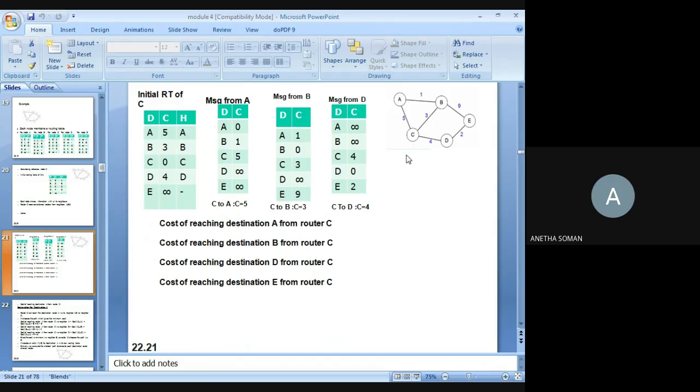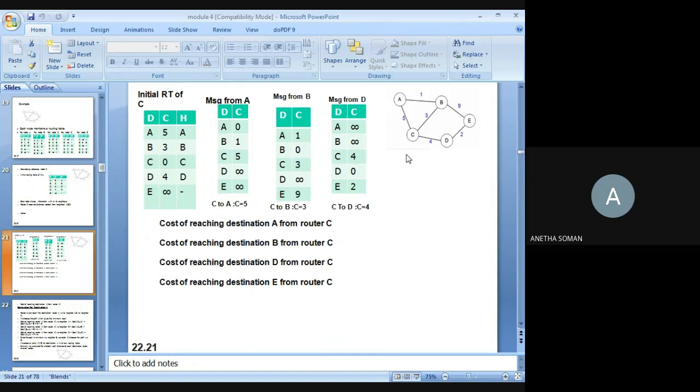Now, I know the cost to A is equal to 5. What I will do is add this 5 to all the information and compare it with the current estimate. If I'm getting some value, I will see which is the best value, which is the minimum value, and I will consider that path.